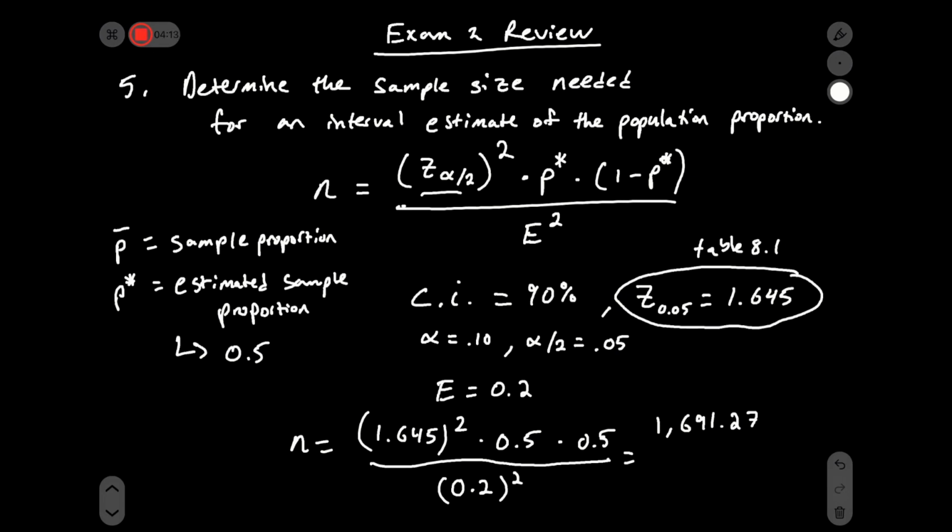or 0.27 units of inventory. So in this case, we always round up. And this is very important. So the answer actually for the sample size is 1,692. This is how large our sample size needs to be in order to have this confidence interval of 90% with a margin of error of 0.2, so that we have the right population proportion.